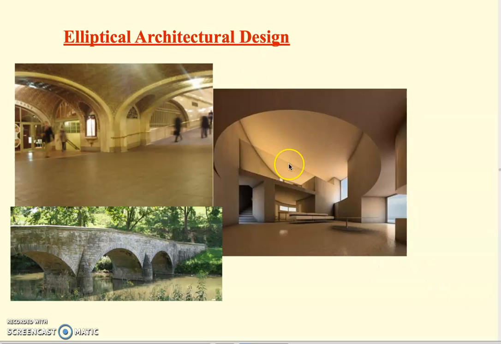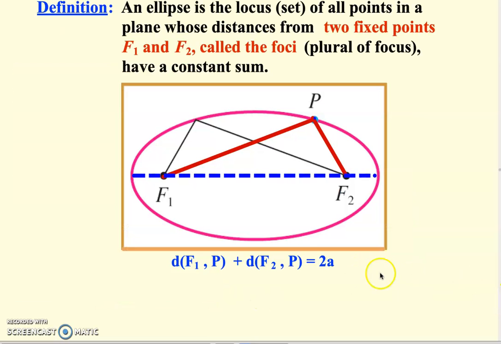Elliptical architectural design ideas: elliptical domes are pretty common. Elliptical arches. There's a unique thing going on with an ellipse, which we'll talk about in a second. But let's do that right now, then we'll go back to the idea of the elliptical dome.